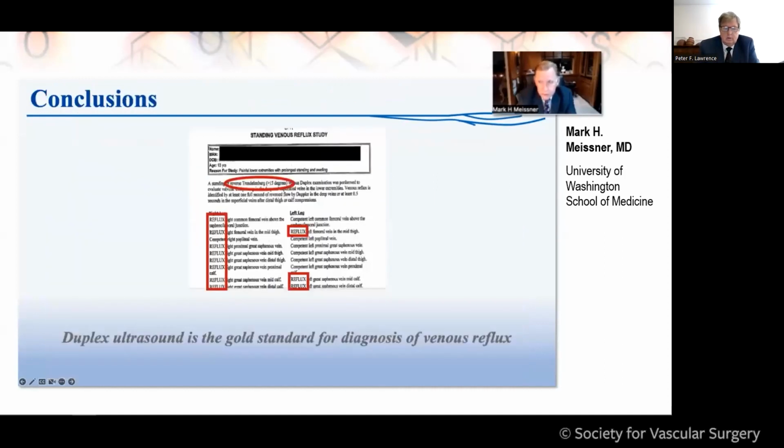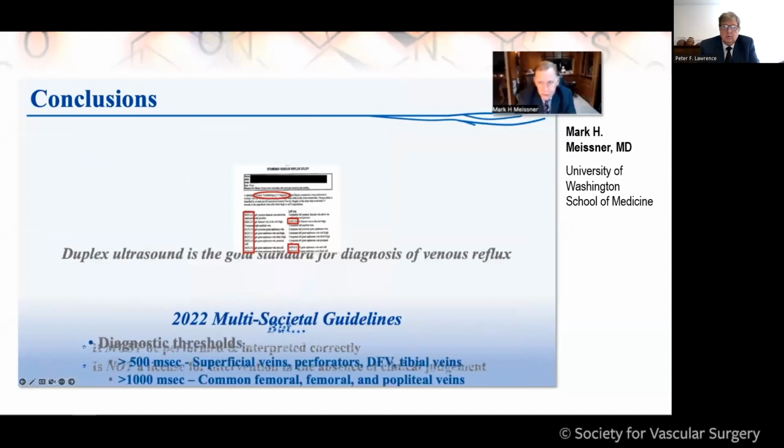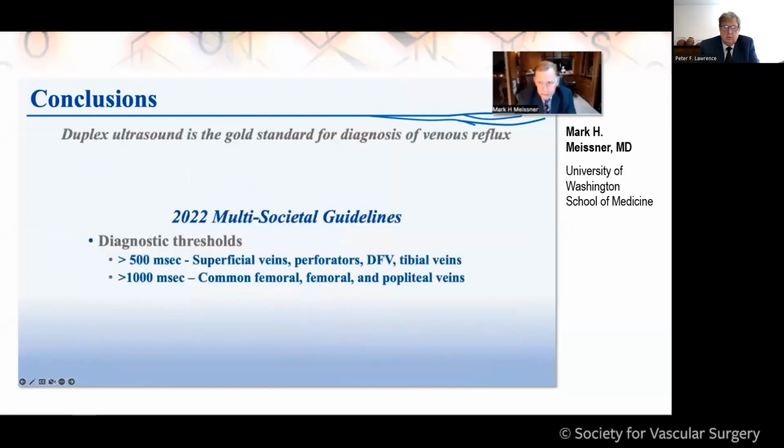So to return to our 14-year-old patient, in conclusion, duplex ultrasound is the gold standard for the diagnosis of venous reflux, but it must be performed and interpreted correctly, and by itself is not a license to intervene. The 2022 multi-societal guidelines have been a paradigm of collaboration and have established diagnostic thresholds of greater than 500 milliseconds for the superficial veins, perforators, deep femoral and tibial veins, and greater than 1,000 milliseconds for the common femoral and popliteal veins.